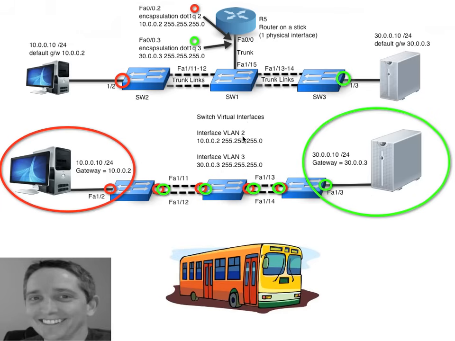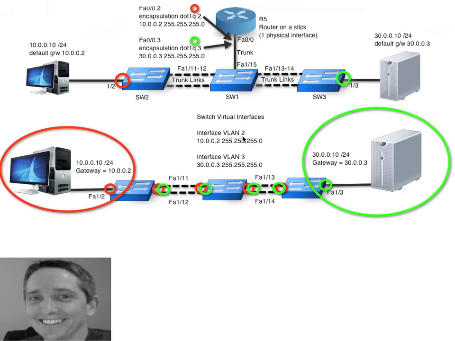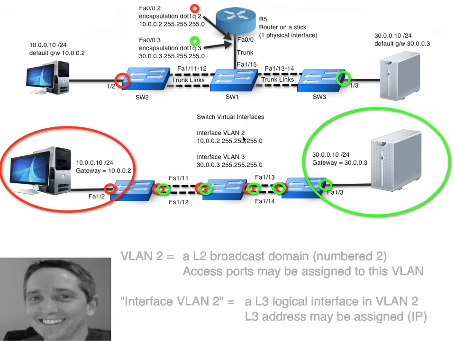When we type in interface VLAN 2, that is not creating the VLAN. The VLAN 2 already exists. We assign this port to VLAN 2. The trunks are allowing VLAN 2. VLAN 2, the broadcast domain, already exists. What this command right here is doing, it's creating a layer 3 logical interface, like a router interface, that lives in VLAN 2. So we are creating an interface VLAN 2 that can support users that are currently in VLAN 2.